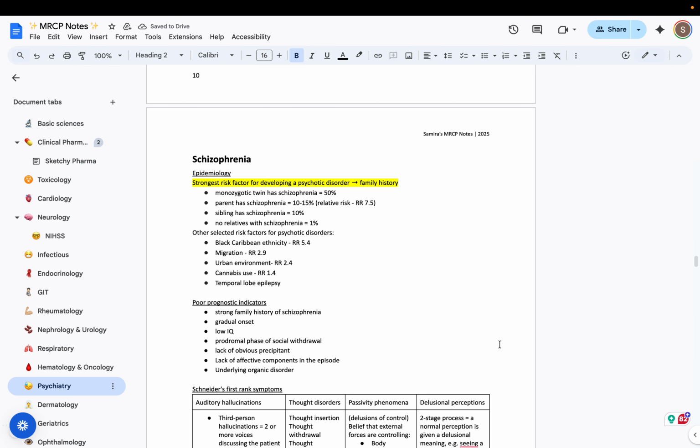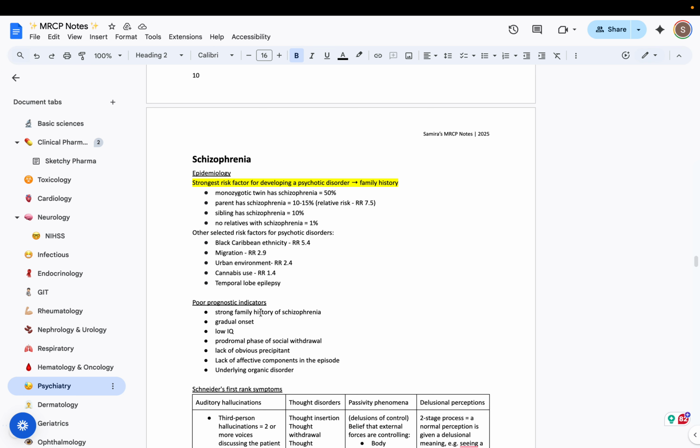The strongest risk factor would be family history. Monozygotic twins have a 50% risk of schizophrenia, 10 to 15% for parents, 10% for siblings, and 1% if there are no relatives. So the strongest risk factor is family history. Other risk factors: Black Caribbean ethnicity, migration, urban environment, cannabis use, temporal lobe epilepsy.